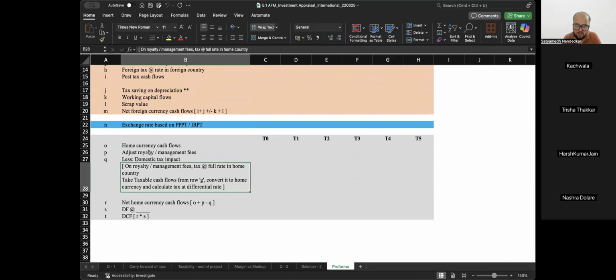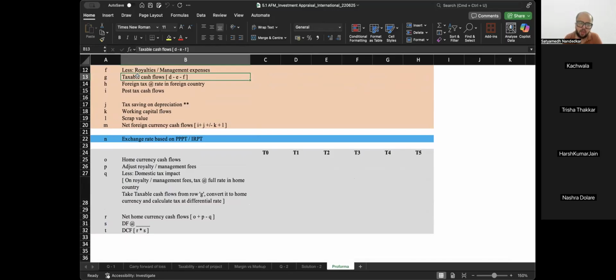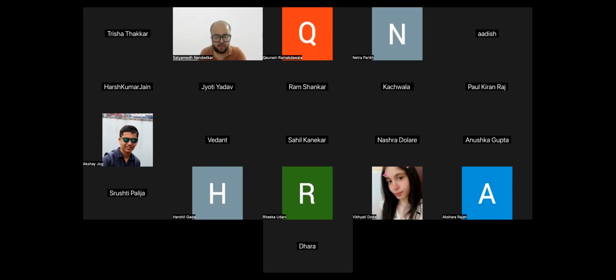On the taxable cash flows from the foreign country, you will have to use the differential rate, calculate the total tax. That is always like a separate working note altogether. You will get net home currency cash flows. Apply the discounting factor. The value that is left with you is the present value of cash flows. Take the total and you have your NPV.